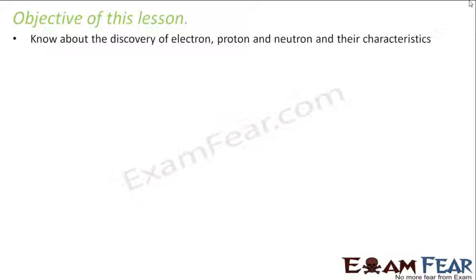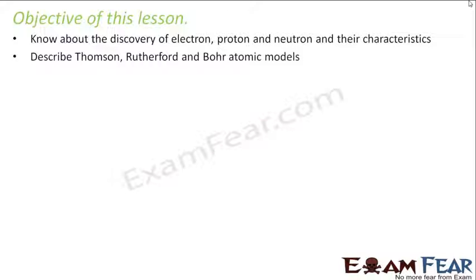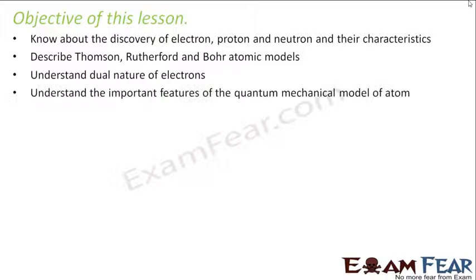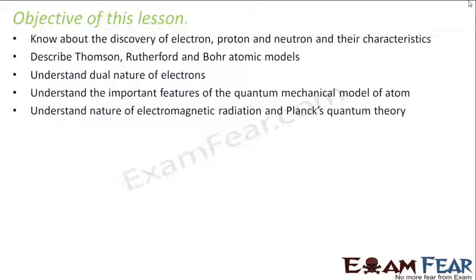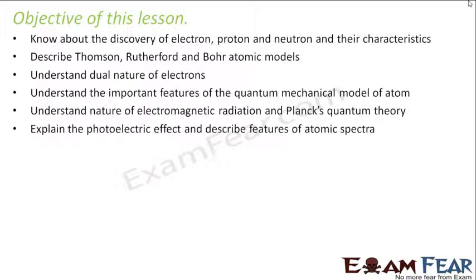In this lesson we'll know about the discovery of protons, neutrons and electrons and also their characteristics. We'll describe some Thomson, Rutherford and Bohr atomic models. We'll understand the dual nature of electrons. We'll understand the important features of the quantum mechanical model of the atom. We'll understand the nature of electromagnetic radiations and Planck's quantum theory.